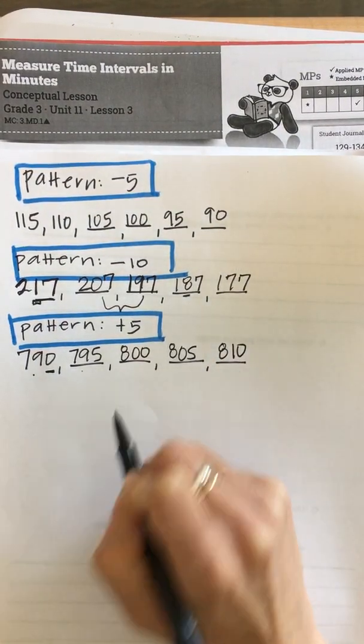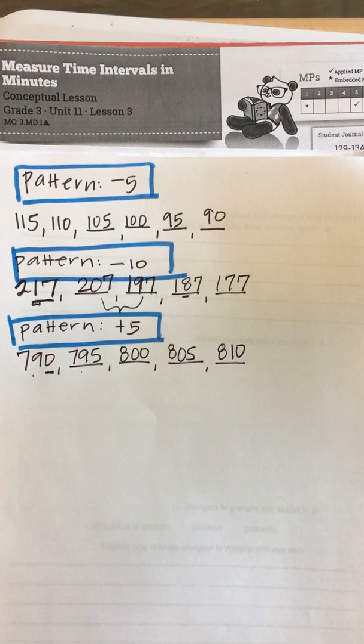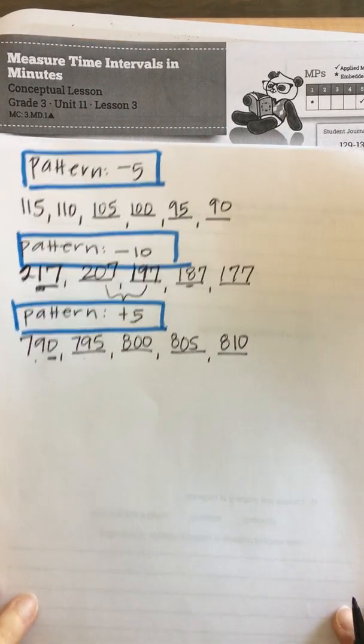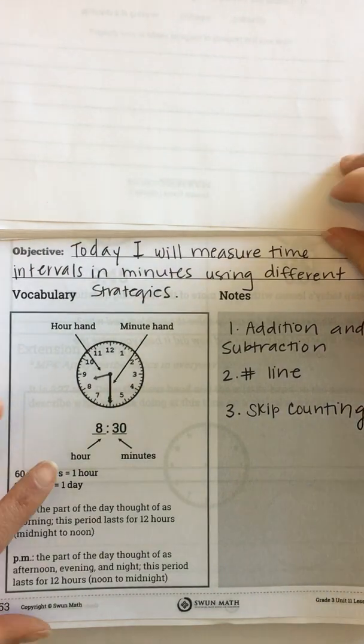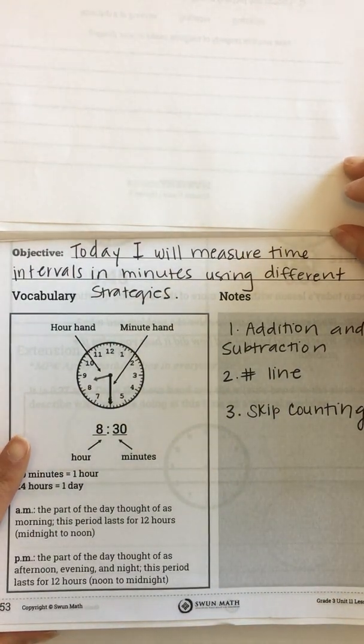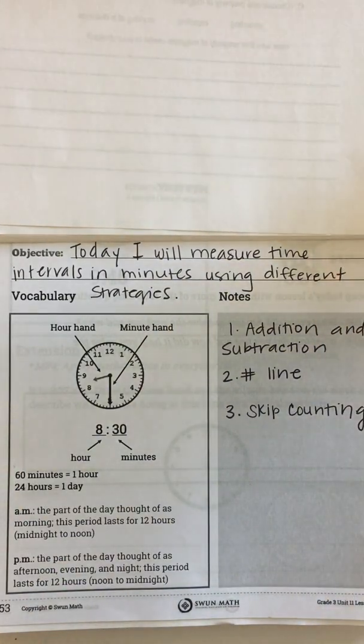So using all this knowledge about place value, and this is going to come in handy because today our objective is, today we'll measure time intervals in minutes using different strategies. So that means that it's going to say, okay, it's 3:20. Now, what was 40 minutes before 3:20? What's 40 minutes after 3:20? Okay, so knowing your number patterns is really going to help you.